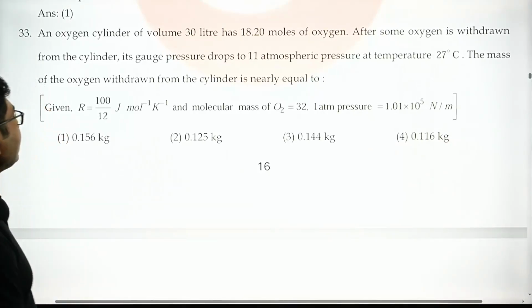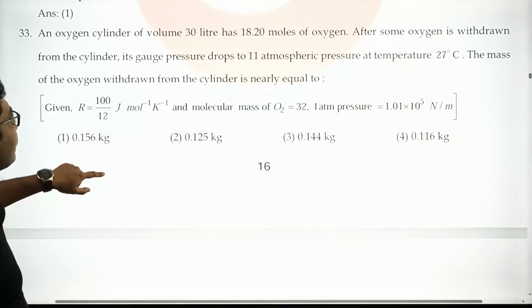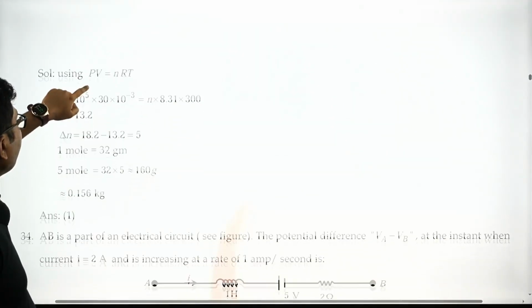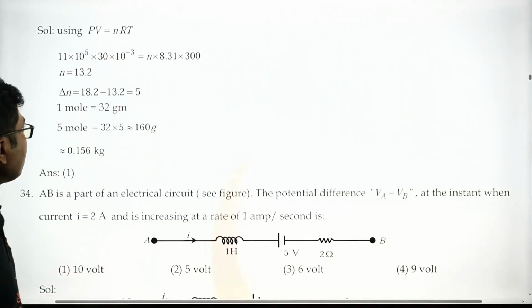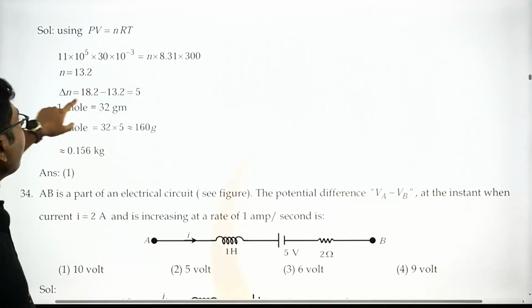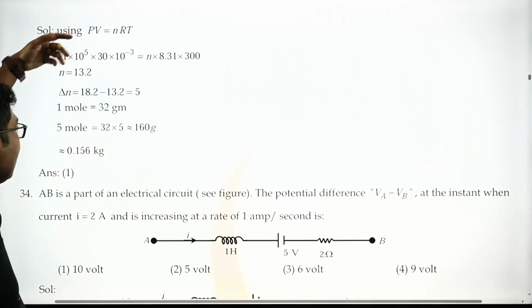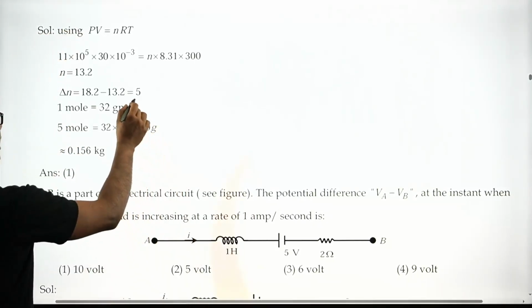The mass of the oxygen withdrawn from the cylinder is nearly equal to. Okay, so let's see the question. First we will apply PV equals nRT. From there you calculate whatever is the mole fraction that is withdrawn from the cylinder, which turned out to be 5.